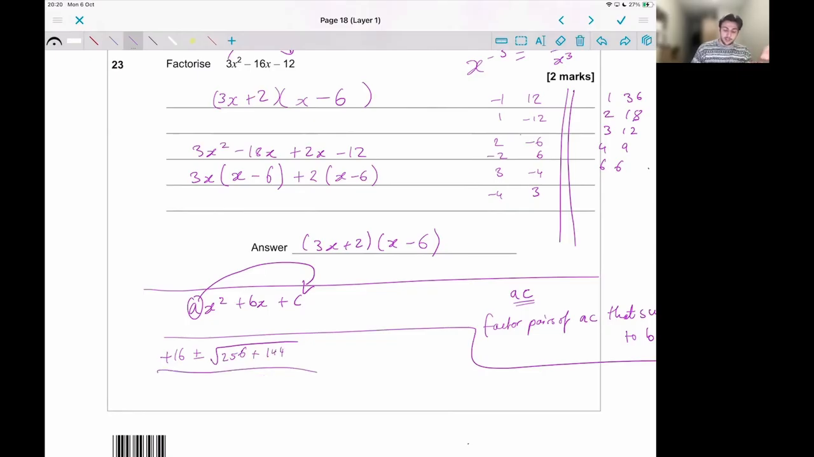And then all of that divided by 2a, so 2 times 3, so 6. If you do that in your calculator, what's 256 plus 144? That's 400. So when you square root that, you get 16 plus or minus 20 over 6. So your options are 16 plus 20 over 6, which is 36 over 6, or 6. And the other option is 16 minus 20 over 6. So that's minus 4 over 6, or minus 2/3. So those are your two solutions.